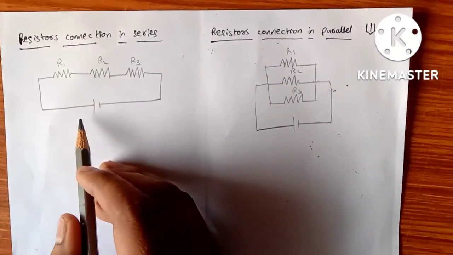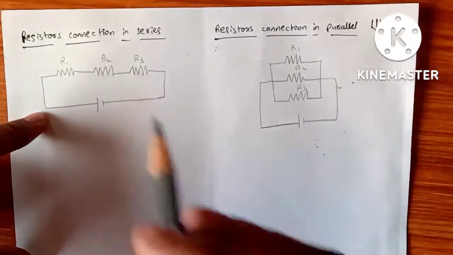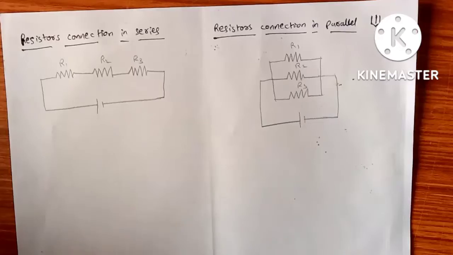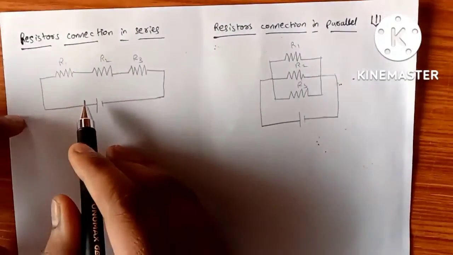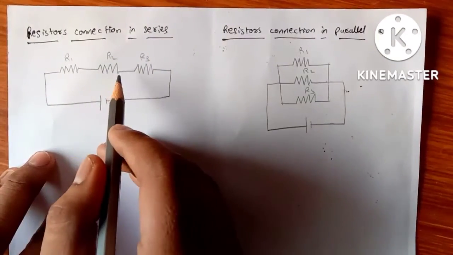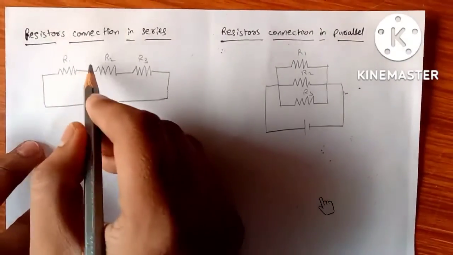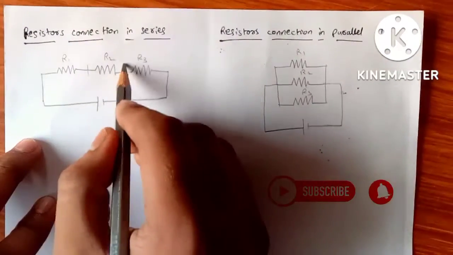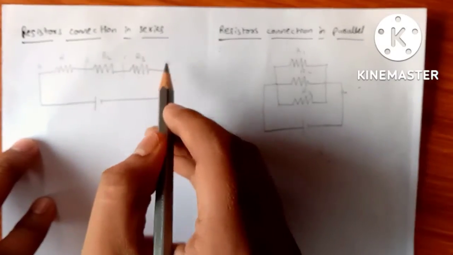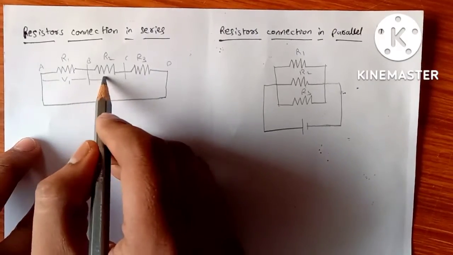Then what happens when we connect resistors in series manner and in parallel manner? Let us see now. While connected in series, the current flowing through each resistor is equal, and voltage is different at each resistor. If we name A, B, C, D points, then voltage is divided in such a manner.